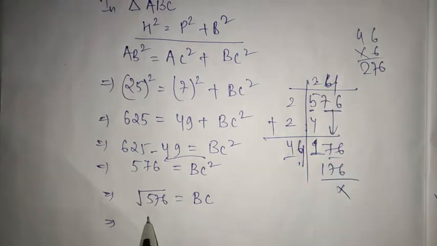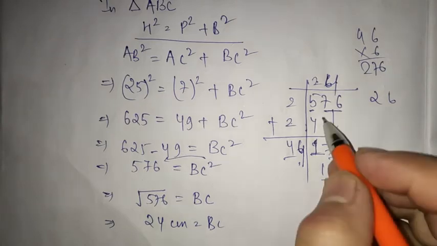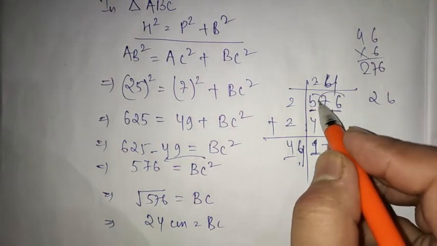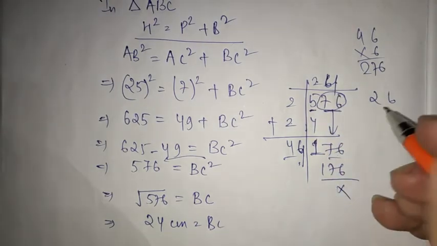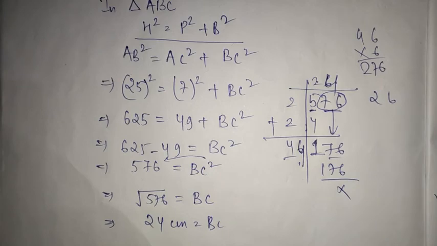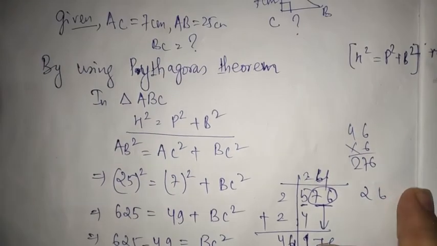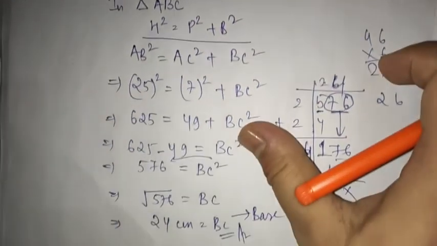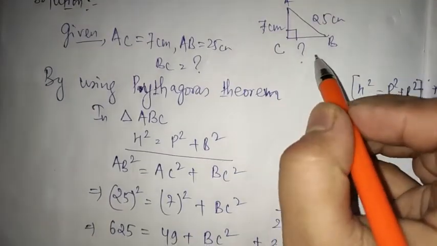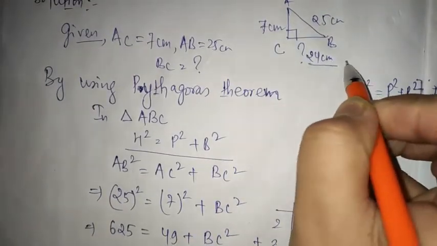So your answer is 24 centimeter. Don't write 26, okay, because 26 into 26 makes 676. Here it is 576. Only your lucky number is 76 there, in the first and second case. So use the idea from there. Student, I hope you have understood this. So you got the BC. What was your BC here? BC was the base, right? So you needed to find the base. You got the answer, that is 24 centimeter.